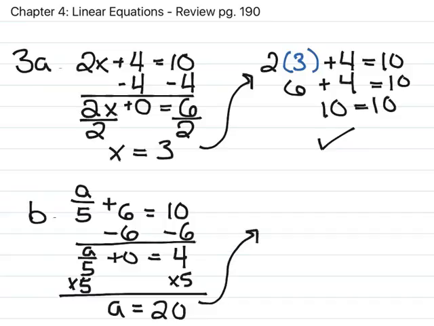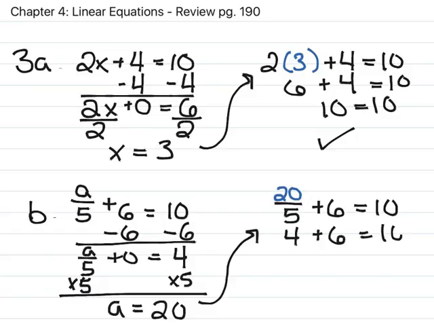So to check your solution, you plug it back in. You end up with 20 divided by 5 plus 6 equals 10. 20 divided by 5 is 4 plus 6 equals 10. 10 equals 10. It works.